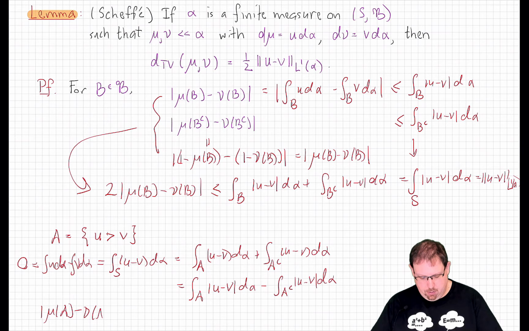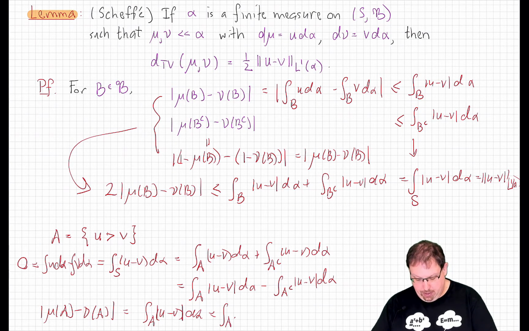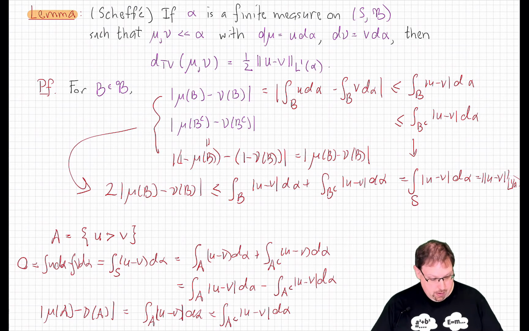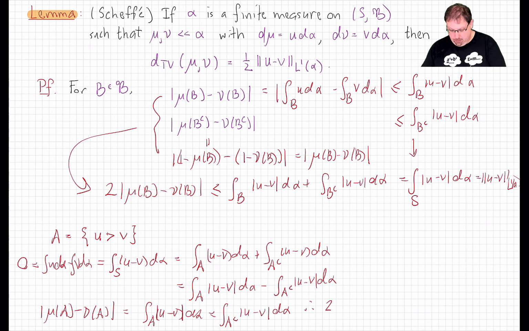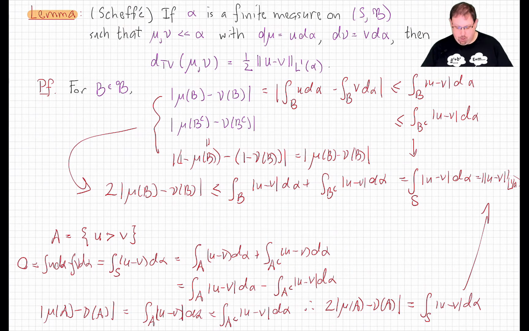And so following the framework above, we see that the difference between mu of A and nu of A is, again, the absolute value of the integral over A of u minus v. But because on A, u minus v is positive, we can move those absolute value bars inside. And that's also equal to the integral over A complement of the absolute value of u minus v, as we just showed. And therefore, adding those two up, we get that 2 times the difference between mu of A and nu of A in absolute value is equal to the sum of these two terms, which, as we argued above, is equal to the integral over all of S, which is just the L1 norm. And so we do see that the inequality that we proved here is actually saturated, and in the supremum we get equality as claimed.